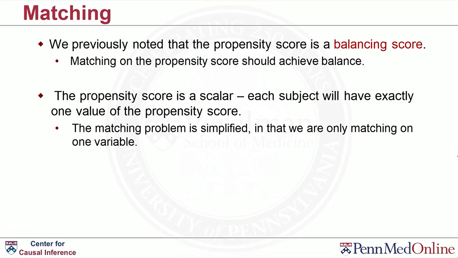And it also should be noted that the propensity score is a scalar. So each person will just have a single value of the propensity score. It'll just be one number between 0 and 1 for each person. So this greatly simplifies the matching problem because we just have to match on one variable as opposed to a whole set of variables. So essentially the propensity score is summarizing all the x's, and then we can just match on that summary.